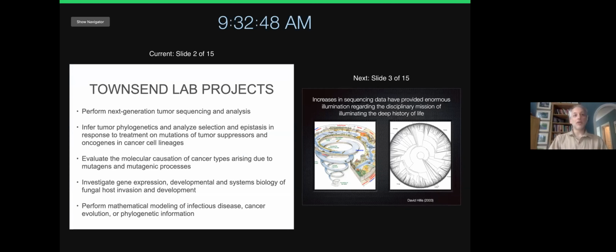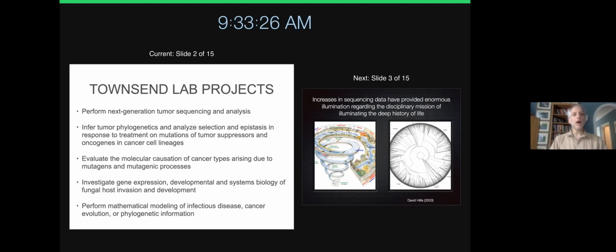Types of projects that go on in my lab include performing next generation tumor sequencing and analysis of tumor data, inferring tumor phylogenetics to analyze selection and epistasis in response to treatment on mutations of tumor suppressors and oncogenes in cancer cell lineages. So, the big questions about cancer: how does it appear? Why is it there? What happens when patients evolve resistance to cancer? And we have lots of collaborations in the medical school with patient data to motivate these kinds of analyses, as well as using very, very large data sets from the public sphere.